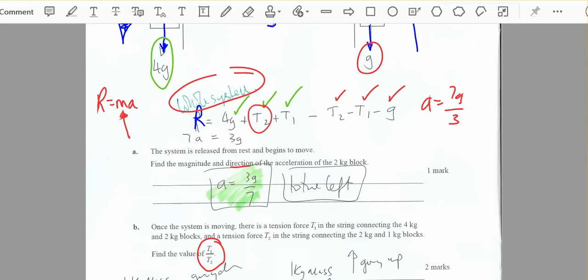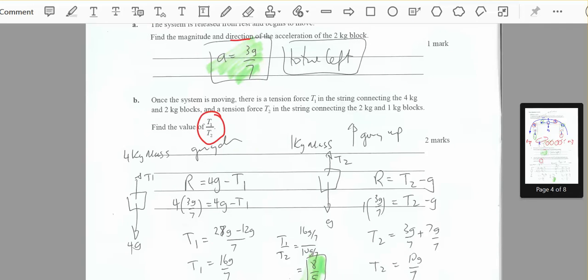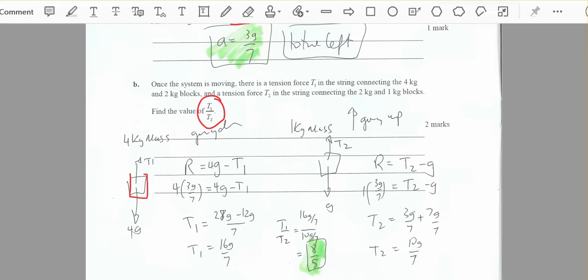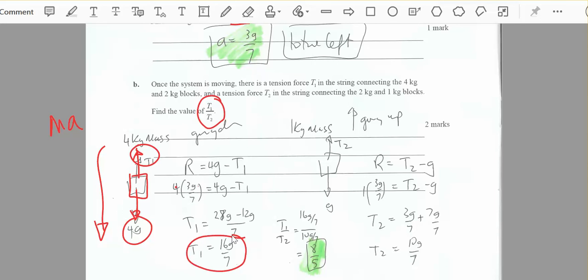Because in the whole system my T's cancelled themselves, I need to look at things separately. So I've initially done the 4 kilogram mass by itself. So that's the one that's hanging. That's 4g, that's T1. So I'm saying the resultant force in the direction of motion, which is going down, is going to be 4g minus T1. I replace the force with mass times acceleration. My mass is 4, that's my acceleration, rearranged for T1, I get 16g on 7.